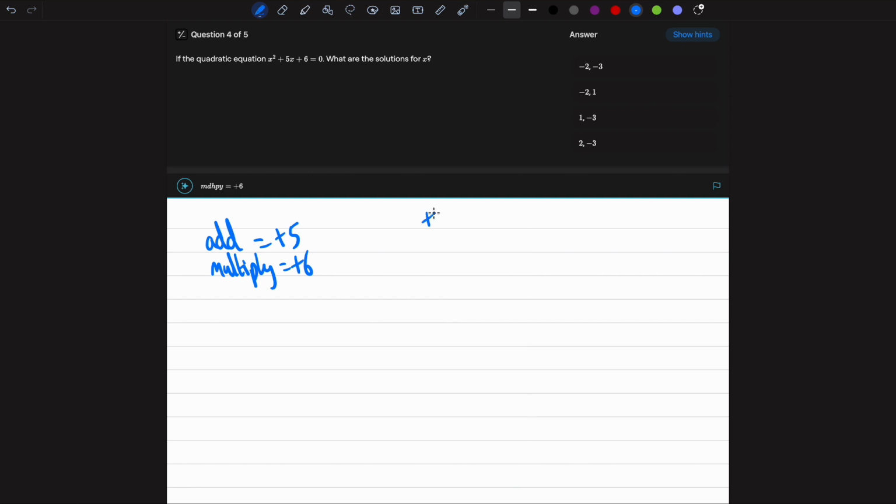And I'm sure you can think of the two numbers. You can think of plus 3 and plus 2. So if you add 3 and 2, you get 5. You multiply 3 and 2, you get 6. So that means we can write this as x plus 3 times x plus 2, and this is equal to 0. Well, so now we have that either this is equal to 0 or this is equal to 0. So we take it one step at a time.